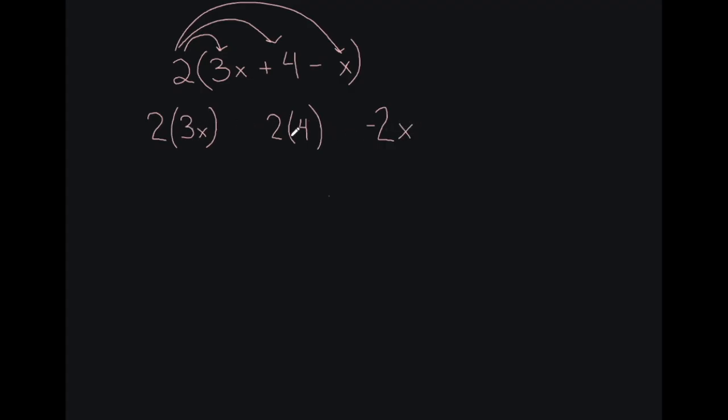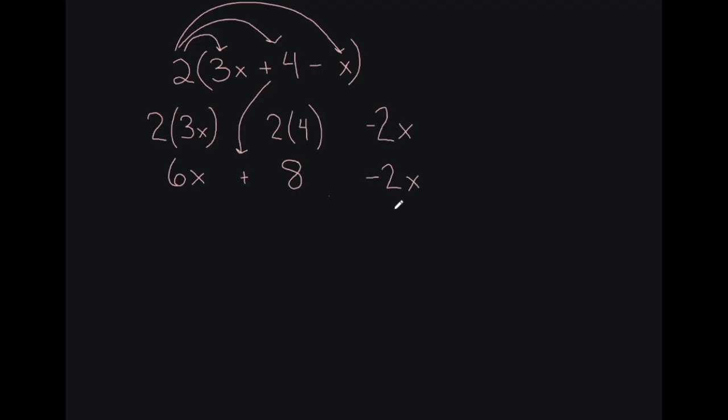Now we have 3 new problems to solve here. So let's start with 2 times 3x. 2 times 3 is 6, and we keep the x, so we get 6x. 2 times 4 is 8. And we'll just bring our negative 2x down. Our plus sign needs to go somewhere. After we distributed this first round, our new problem we have is 6x plus 8 minus 2x.